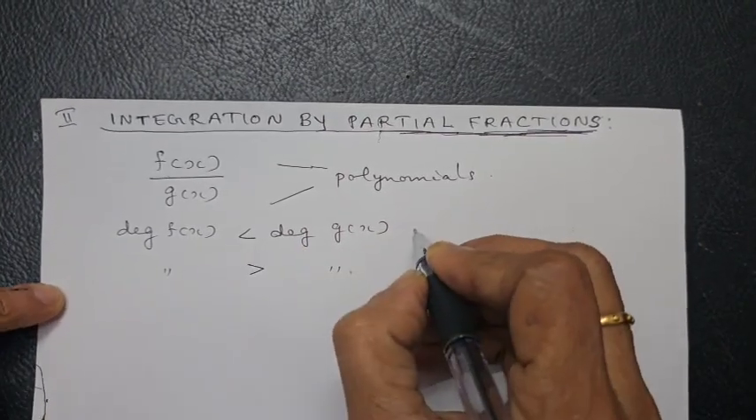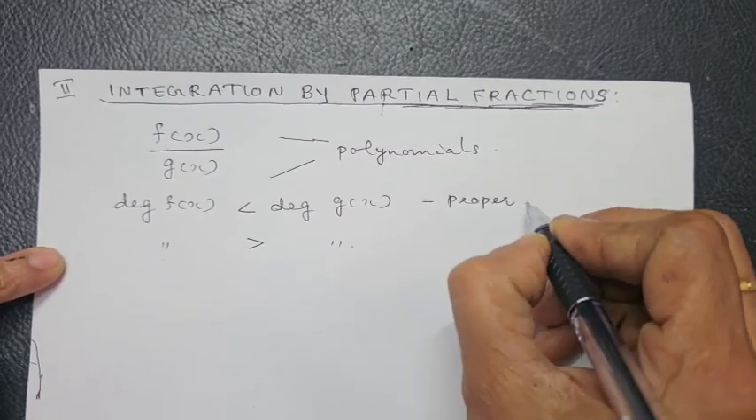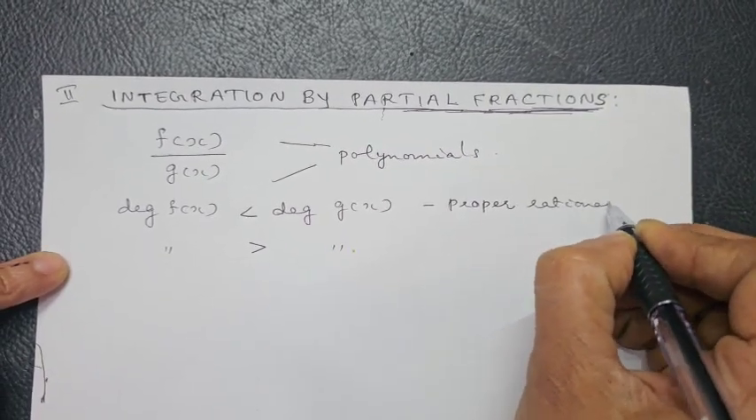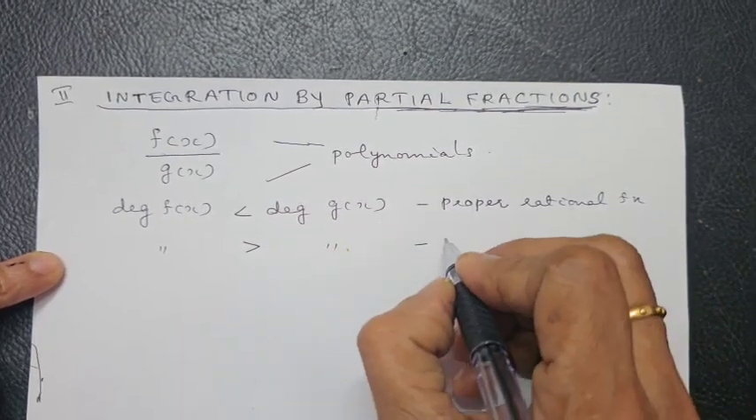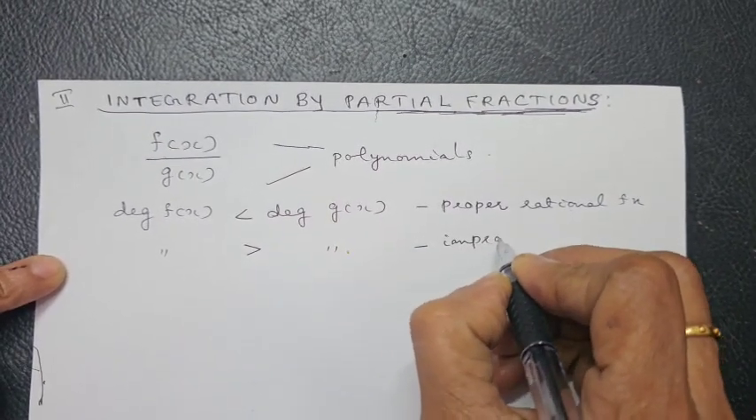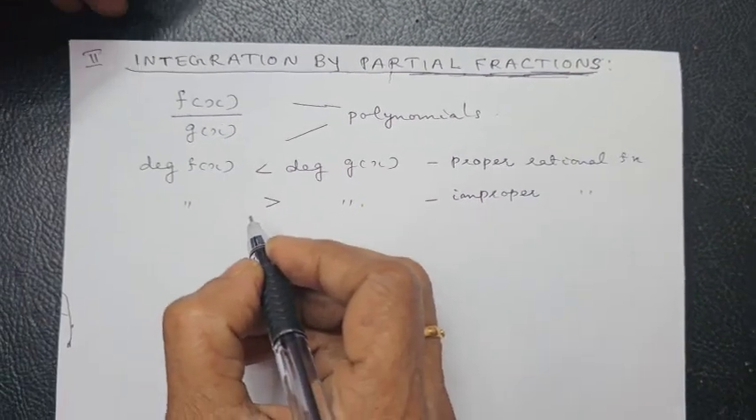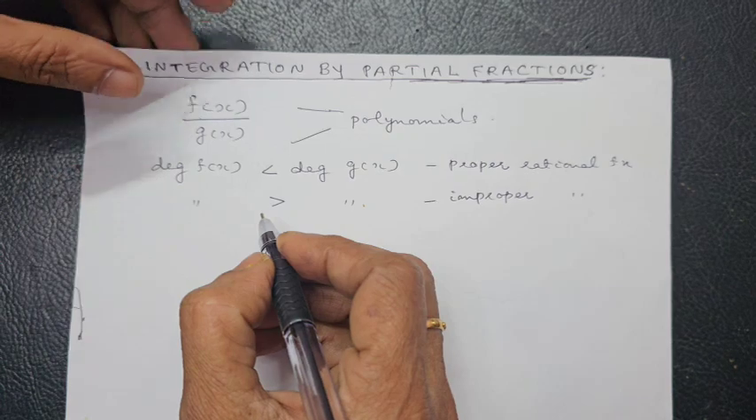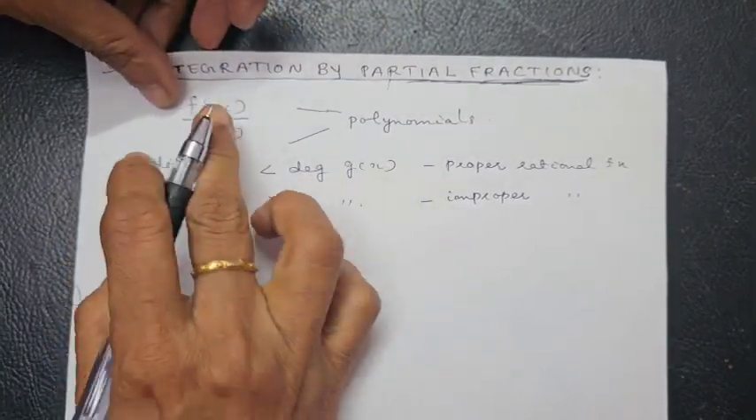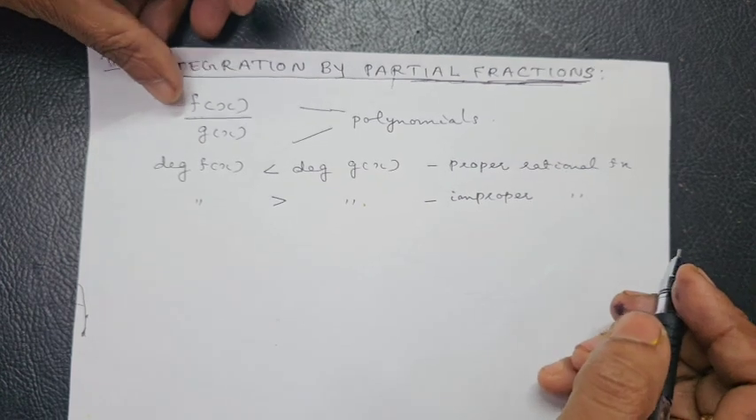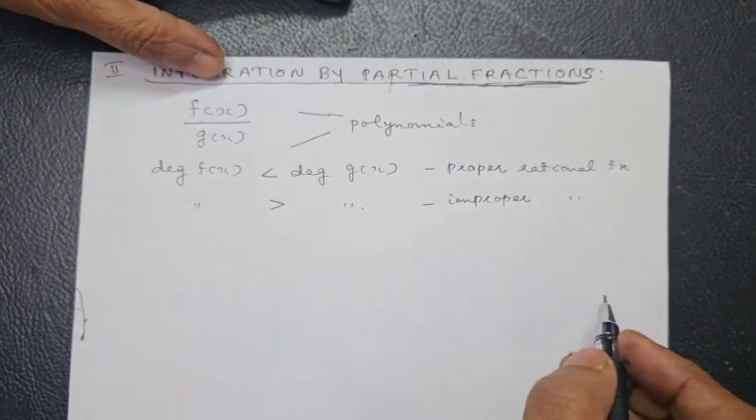If the degree of f of x is less than the degree of g of x, it is called a proper rational function. Otherwise, if the degree of f of x is greater than the degree of g of x, it is called an improper rational function. Now, if it is a proper rational function, we can decompose or split it into simple rational functions by this method of partial fractions.